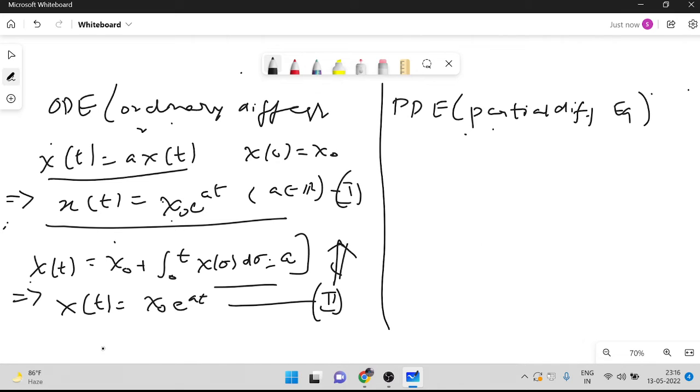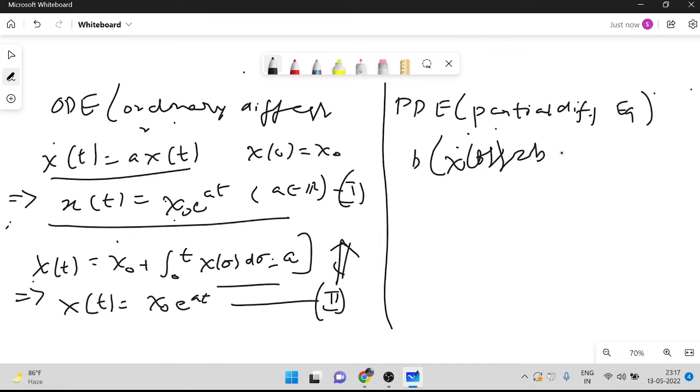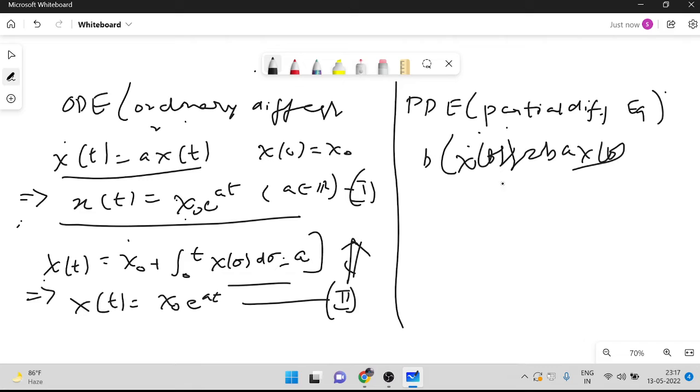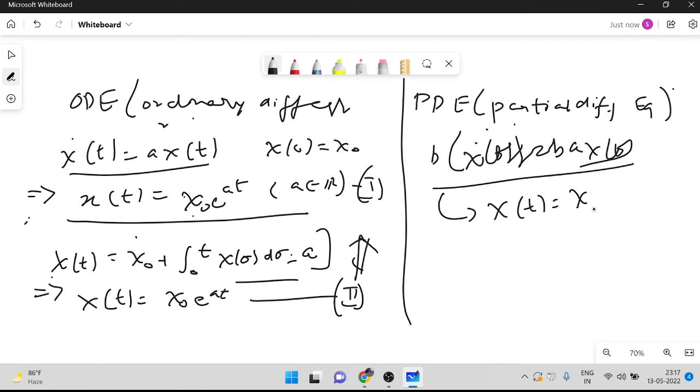Okay, and then you basically multiply this ODE with some scalar, say b times x dot of t is equal to b a times x of t, and you solve this ODE. Again you get x of t is equal to x naught e power at for all b in R. But in PDE you won't get it like this. The differential equation and the integral equation in the case of ODEs give you the same set of solutions, but in the case of PDEs you won't find the same.